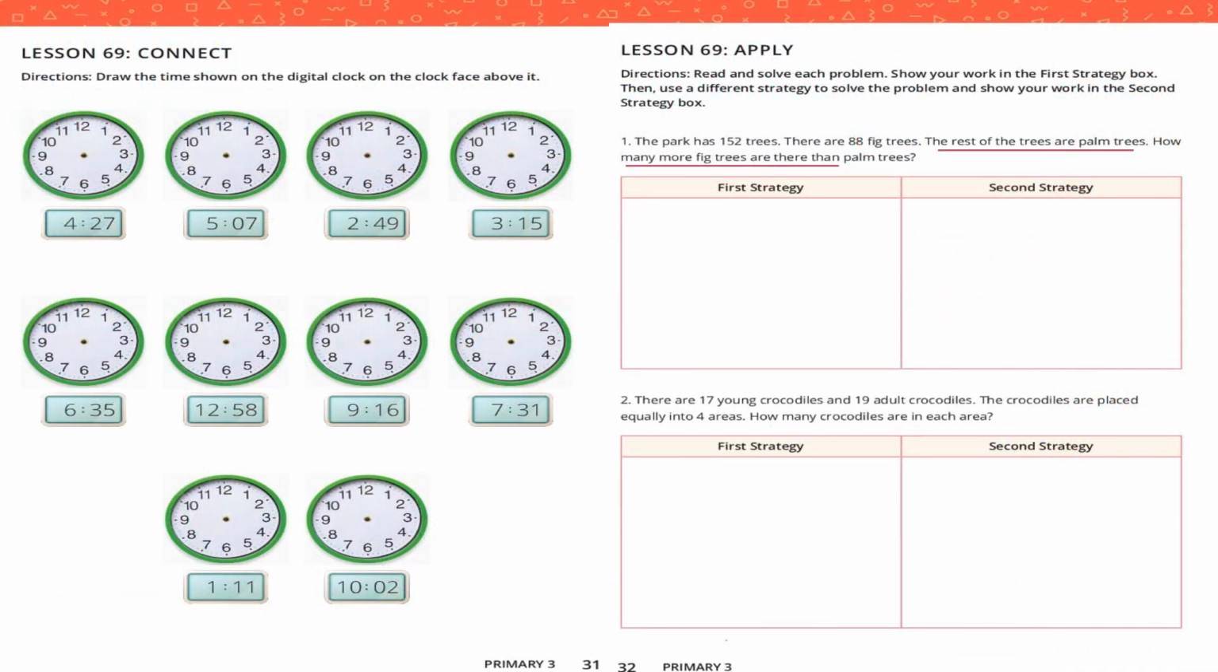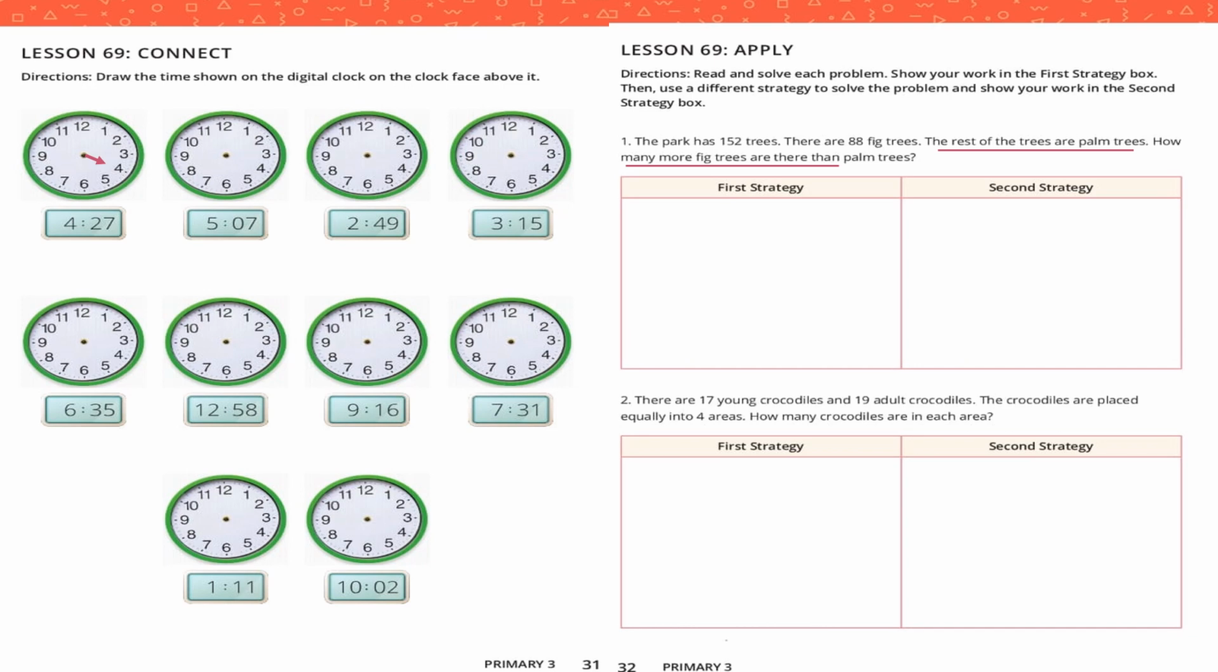Now let's solve in our math book. Lesson 69, the connect part. Draw the time shown on the digital clock on the face above it. I have here a digital clock and an analog face or analog clock here. Here I have in hours 4, so the short hand will refer to 4 because the short hand is referring to hours.